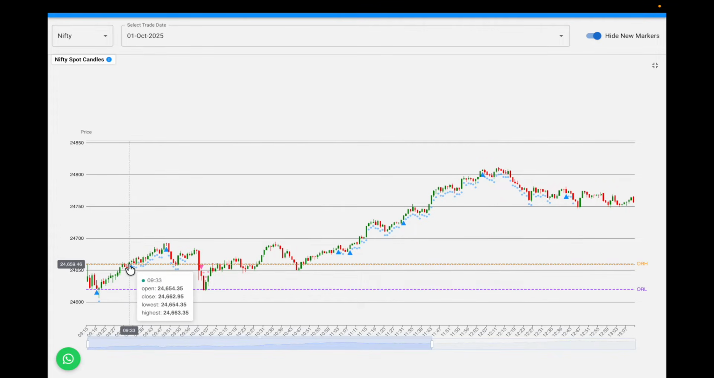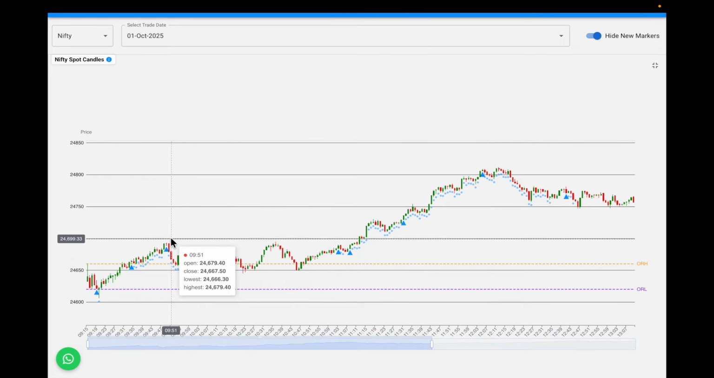Morning hours, the opening range high should be broken and it should come with blue markers. Opening range high broken with blue markers, we take a call buy from there and then we try to go at least till the next strike and see if we can at least exit near the next strike. That will be our target. At least 30, 40, 50 points is what we try to target.